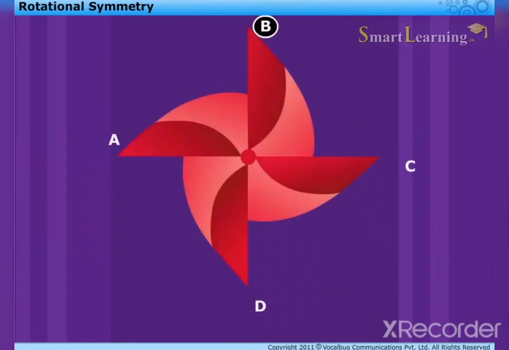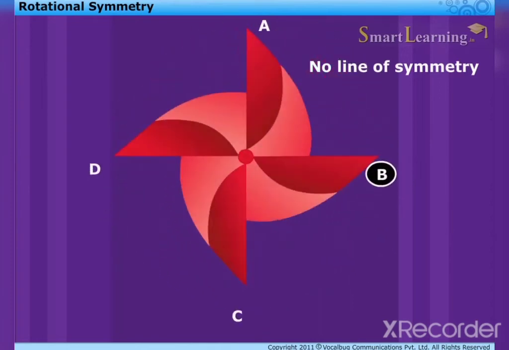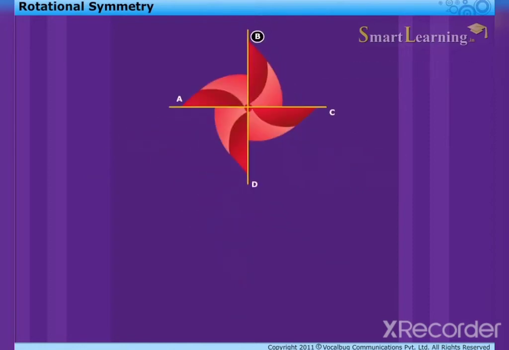Students, I am sure that you must have made a paper windmill. It looks symmetrical, but it has no line of symmetry. However, if you rotate it by 90 degrees about its center of rotation, it looks exactly the same. Here, in a full turn, we get 4 positions at which the windmill looks exactly the same.